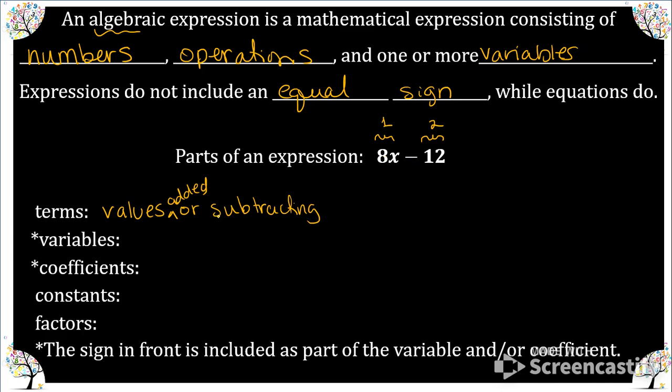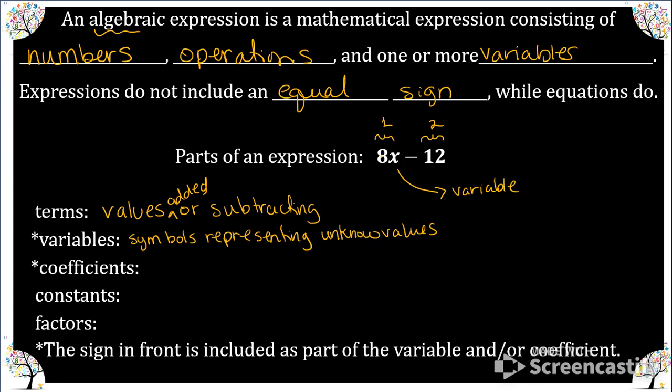Now let's take a look at variables. Variables are symbols, usually letters of the alphabet, that represent unknown values. In this example, we can see that x is a variable. So it's 8 times some number minus 12.